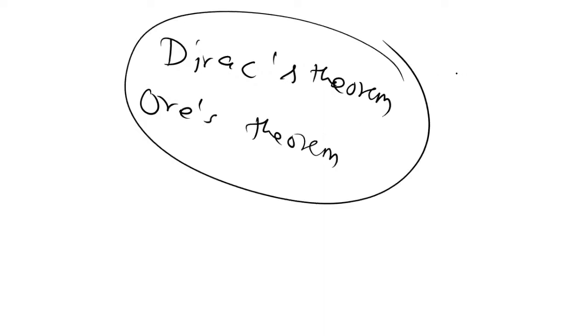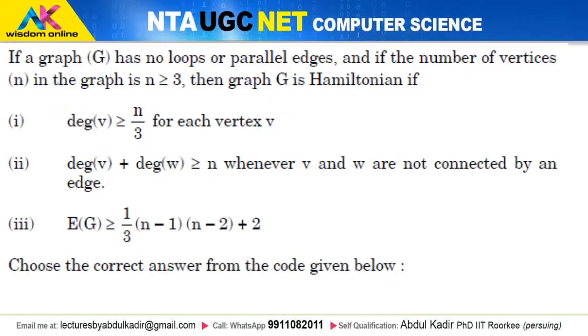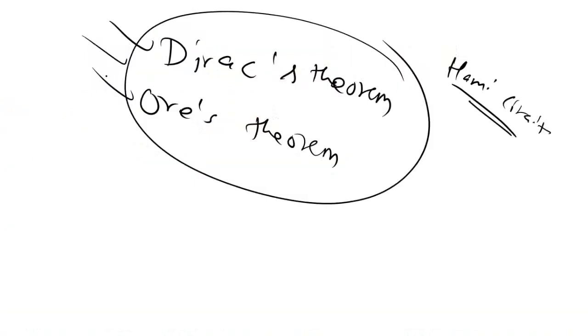These two theorems we have about Hamiltonian circuits. I will share the link of these two theorems. After studying these two statements you can solve this question, and the answer will be D. There is nothing interesting in this question, just two theorems, and I will share the link in our WhatsApp group.